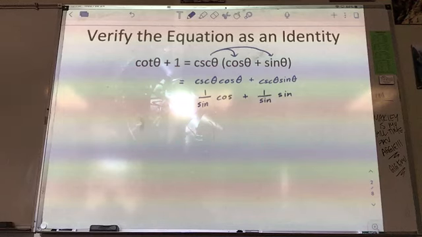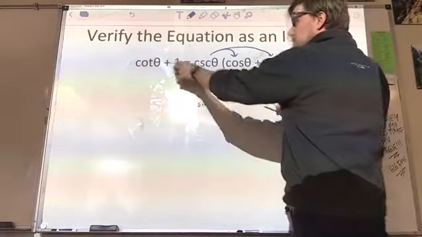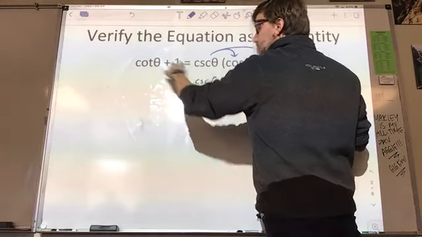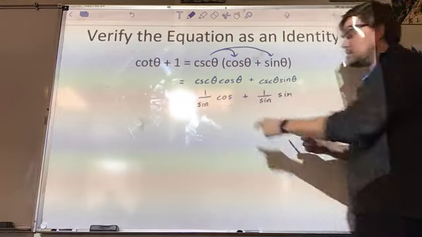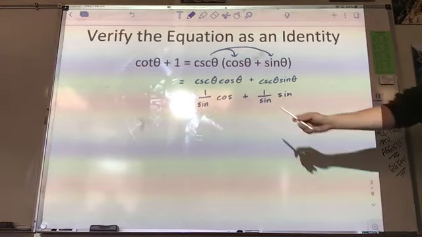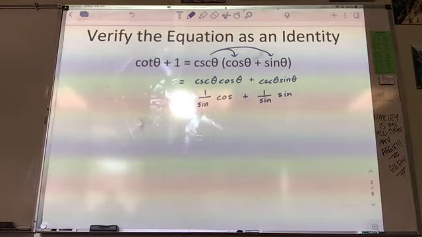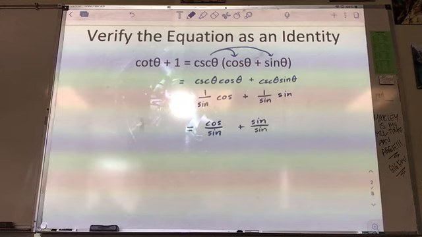Okay, so I don't want to combine these because over here I have a plus between them. I have two things. But what I can do is multiply these and get cosine over sine. And right here I can get sine over sine. So I'm just going to multiply those. So cosine over sine, and sine over sine.